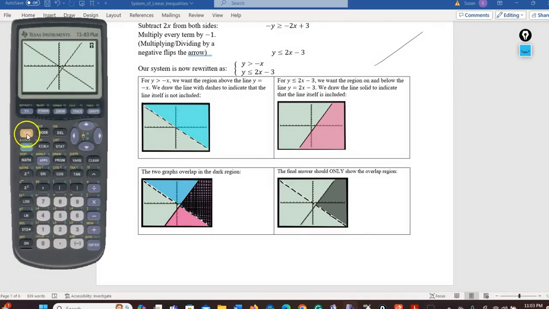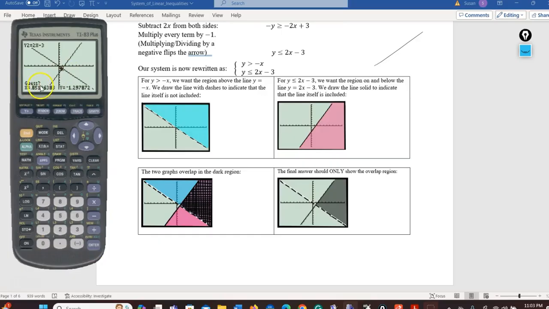Press second key and the trace key and come down here to intersect, then press enter. And you see this flashing ball. Now you can only use left or right cursor. So I'm going to move this flashing ball to where the intersection is. And that's good. So it's on the first line. So I'm going to press enter. Now on the second line, I like it where it is, so I'm going to press enter again.